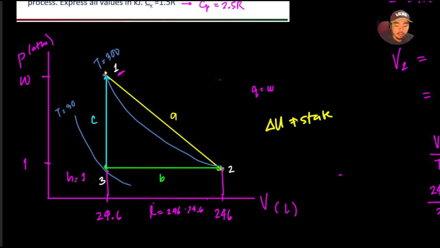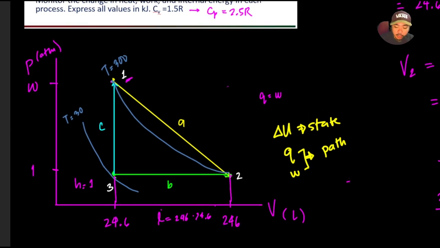Okay? Pero the same cannot be said for Q and W, no? And in fact, si Q and W are path-dependent siya. Itong Q and W, they actually change depending on the path, so these are path functions. Okay? So we can actually see it here, no? Parang interesting siya. If we look at itong mga curves natin.